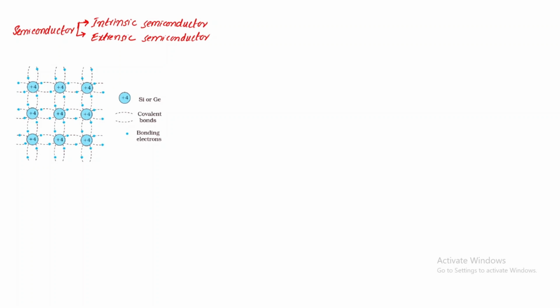Today in this lecture, we will discuss in more detail about semiconductors. Semiconductors are materials which have conductivity between insulators and conductors. Such materials are used for many applications in our daily life. One of the semiconductor devices is the diode, which is used for the conversion of alternating current into DC.